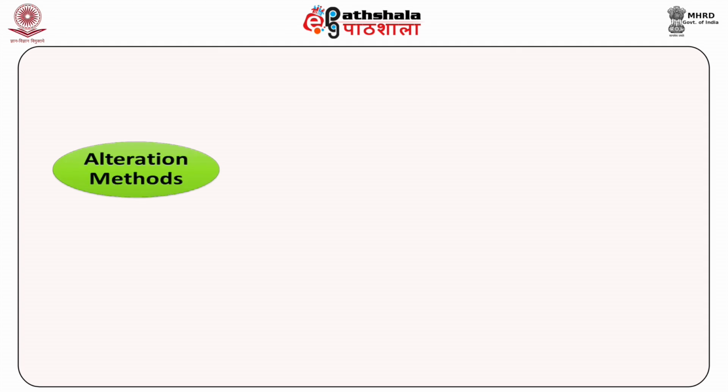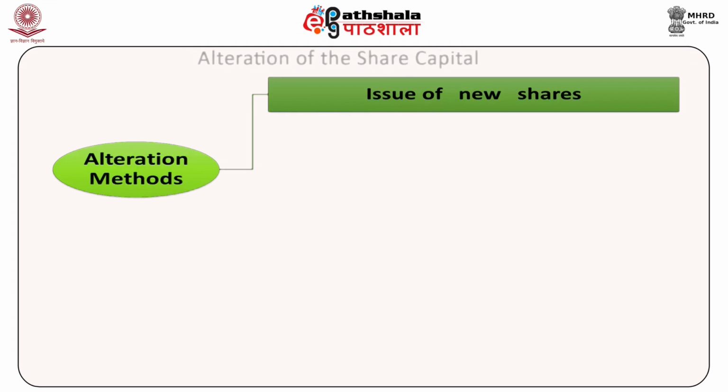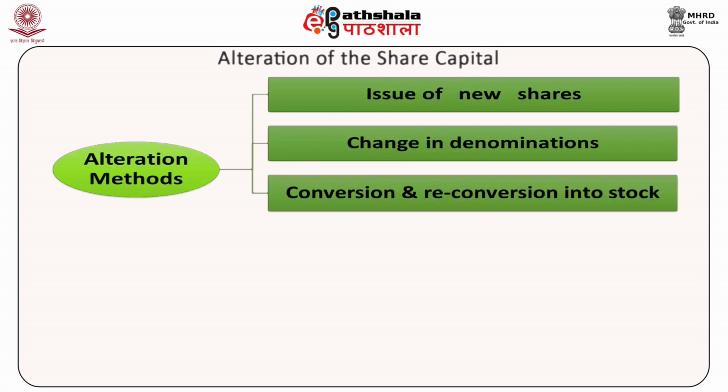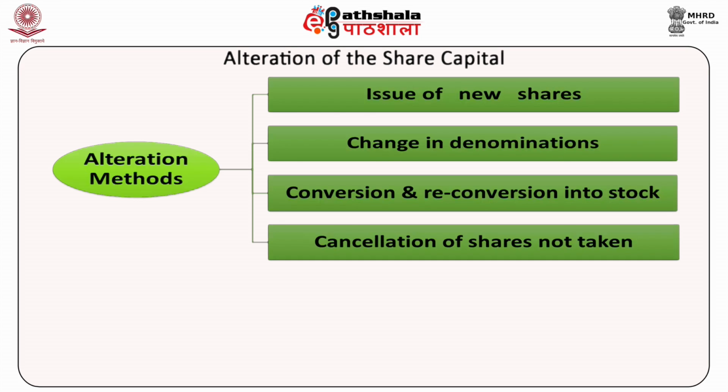Alteration of share capital. A limited company having a share capital may alter its share capital by: A. Increase its share capital by the issue of new shares. B. Consolidate or subdivide its share capital into shares of larger or smaller denominations. C. Convert its fully paid up shares into stock and reconvert that stock into fully paid up shares of any denomination. And D. Cancel shares which have not been taken or agreed to be taken by any person and diminish the amount of its share capital by the amount of shares so cancelled.